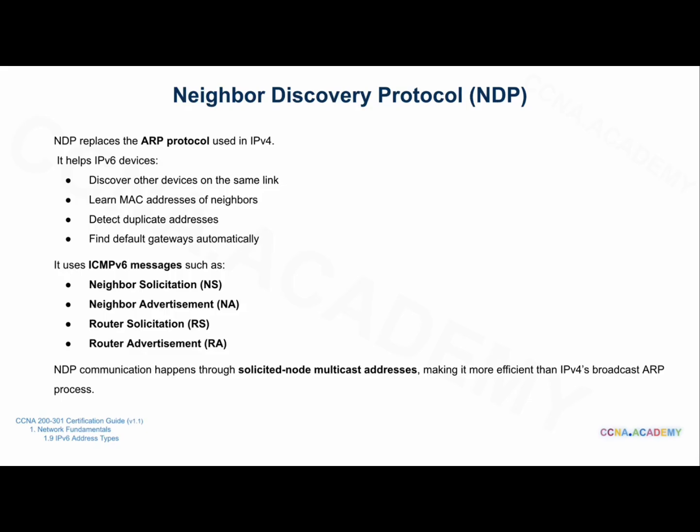Neighbor Discovery Protocol, or NDP, replaces ARP in IPv4. It uses ICMPv6 messages for discovering other devices, learning MAC addresses, detecting duplicates, and finding default gateways automatically. NDP uses messages such as neighbor solicitation, neighbor advertisement, router solicitation, and router advertisement. All of this happens through multicast instead of broadcast, making IPv6 communication much more efficient.